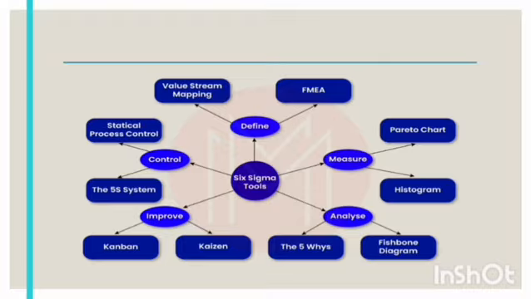Six Sigma tools. There are various types like improve, control, define, measure, analyze. Improve is about Kanban and Kaizen. Control: the fire system and statistical process control. Define: value stream mapping, FMEA. Measure: Pareto chart and histogram. Analyze: the 5 Whys and fishbone diagram.